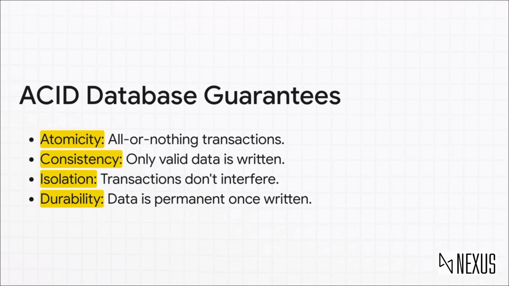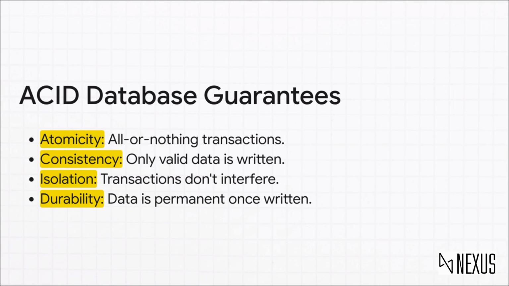Now, if you've ever worked with traditional databases, you've definitely heard of ACID. It's like the golden rule for making sure transactions are reliable. It stands for atomicity, consistency, isolation, and durability. Basically, atomicity means a transaction is all or nothing. Consistency means you can't write junk data. Isolation keeps simultaneous transactions from messing each other up.